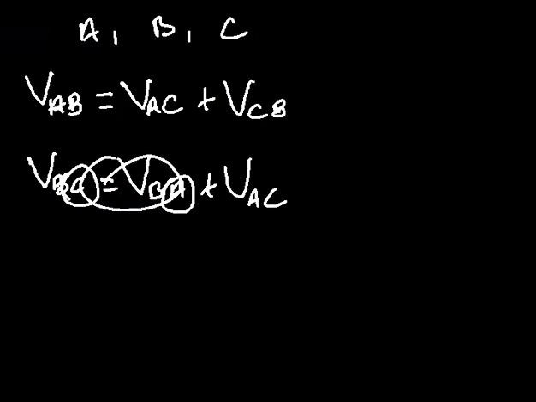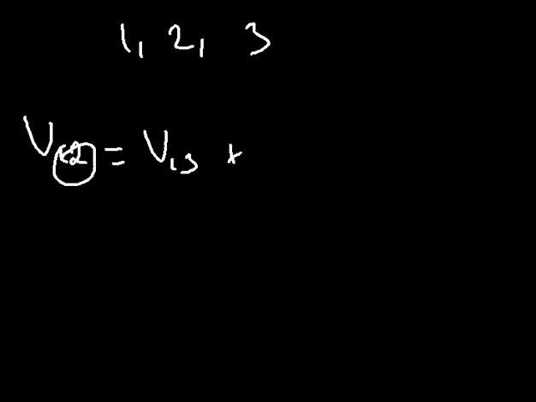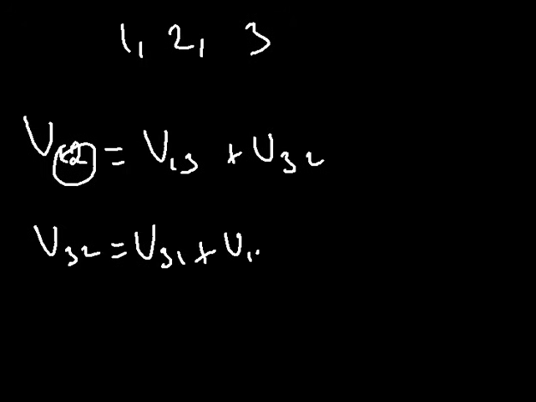And by the way, we just have this. Let's say we have the frames of reference 1, 2, and 3. Now what is V12? We have it as V13, the one missing here, plus V32. And V32 will be given as V31 plus V12. How about V21? This is the same as V23 plus V31.